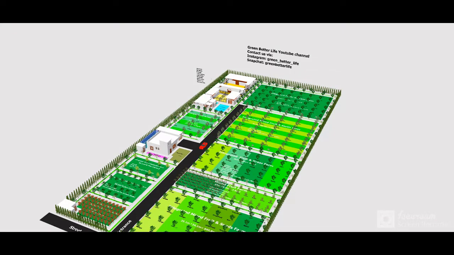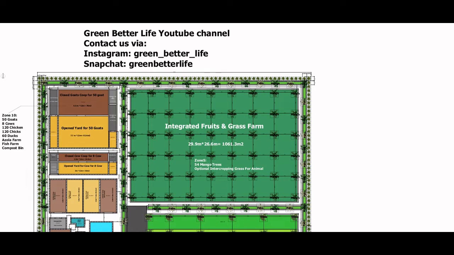Hi guys, today we have a new design for a land of 2 acres. It is about 8,400 square meters. The standard of 1 acre in our country is equal to 4,200 square meters, so 2 acres is equal to 8,400 square meters. As you see here, the details of this land.